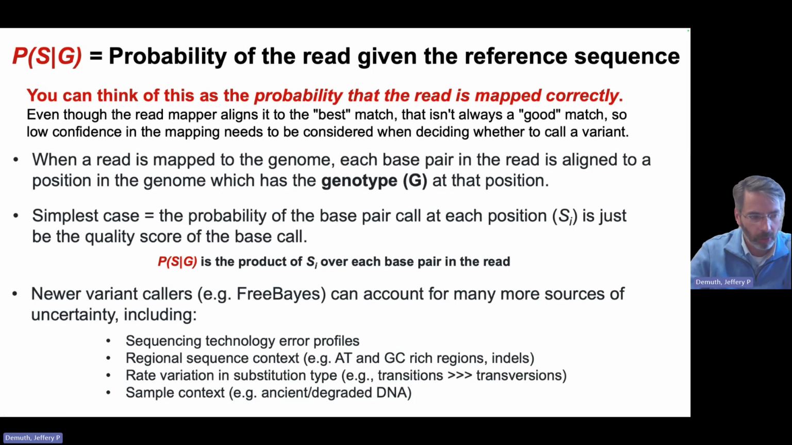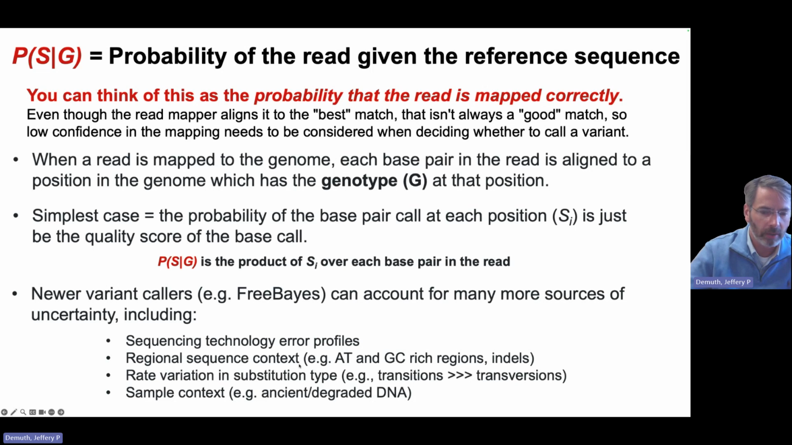If it has a low quality score, then you don't want to put a lot of confidence in calling a genotype there. So the confidence in your sequence call is going to inform your genotype call. Newer variant callers like Freebayes and GATK can account for lots of other sources of uncertainty. So the sequencing technologies have their own error profiles. Homopolymer runs, for example, where you have AAAAAA, tend to be more difficult for, say, Illumina to read through than some of the other technologies.